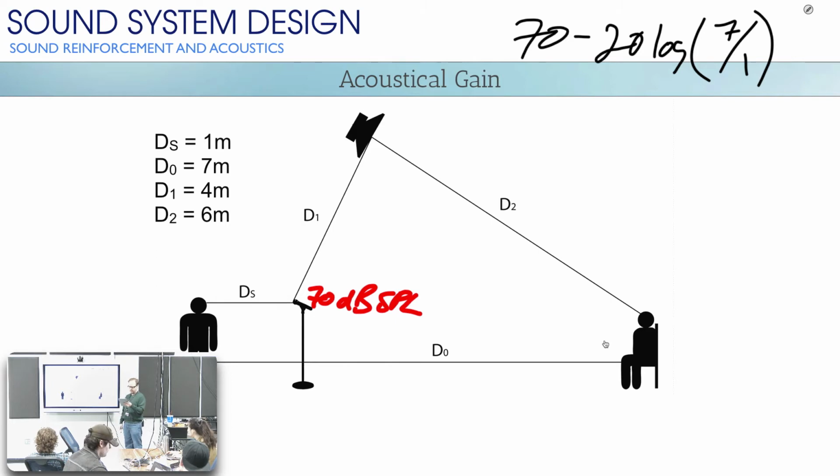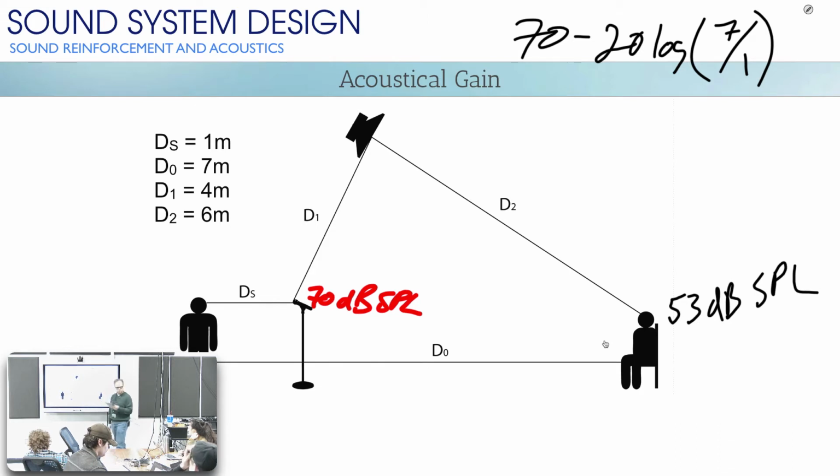53.09. Okay, say that again? 53. Well, if you include the 70 minus, but I'm just saying 20 times the log of 7 divided by 1, what's that? 16.9. Okay, so take 70 and subtract that. Then you get 53. So yes, it should be 53 dB SPL if we never turn the sound system on.